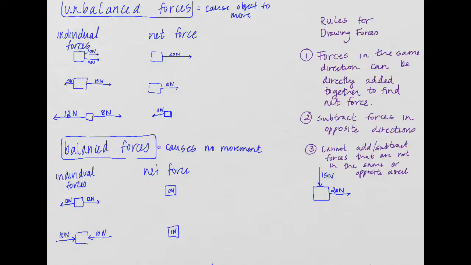So let's look at some examples. These are all examples of unbalanced forces. Remember, they cause the object to move. So we have our individual forces. We have our object, which is the square. We always draw our object as the square, remember? We have two individual forces acting here on this object. We have two 10-newton forces in the rightward direction acting on this object. That gives us a total net force when we add them together. Since they're in the same direction, we can add them together, of 20 newtons to the right.